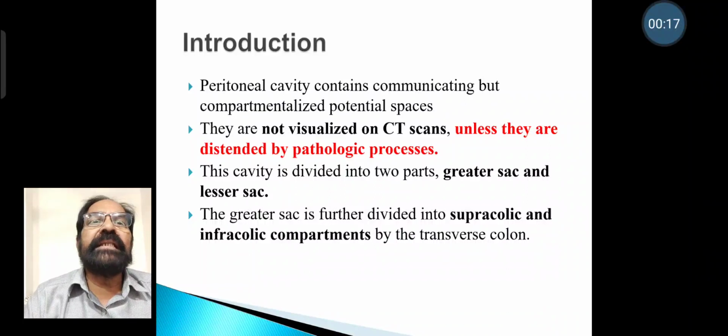Peritoneal cavity contains communicating, compartmentalized potential spaces. They are not visualized on CT scans unless they are distended by pathological processes. This cavity is divided into two parts, greater sac and lesser sac. The greater sac is further subdivided into supracolic and infracolic compartments by the transverse colon.